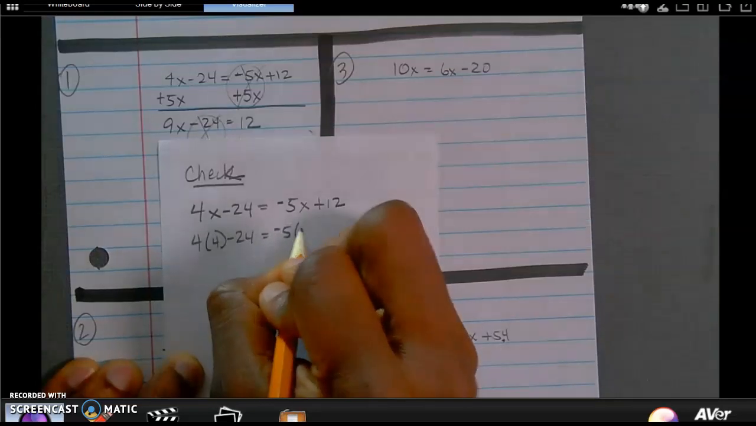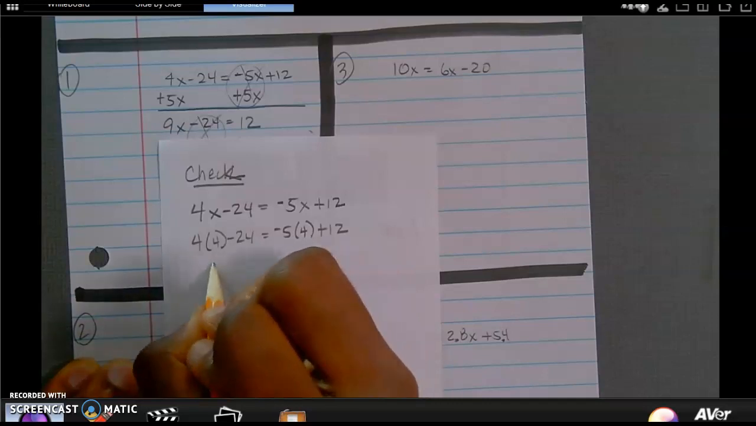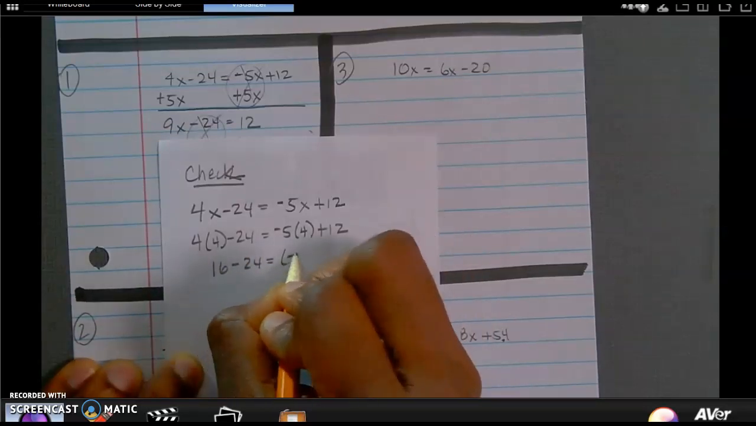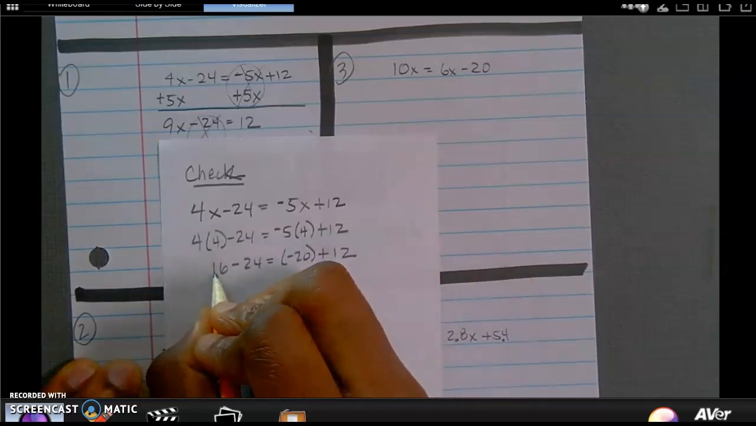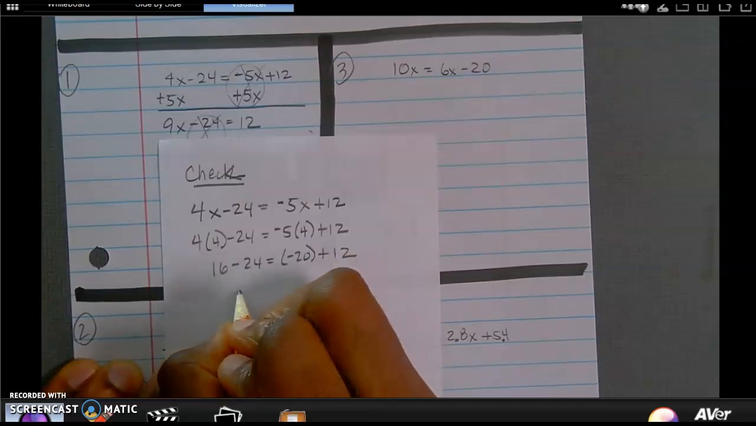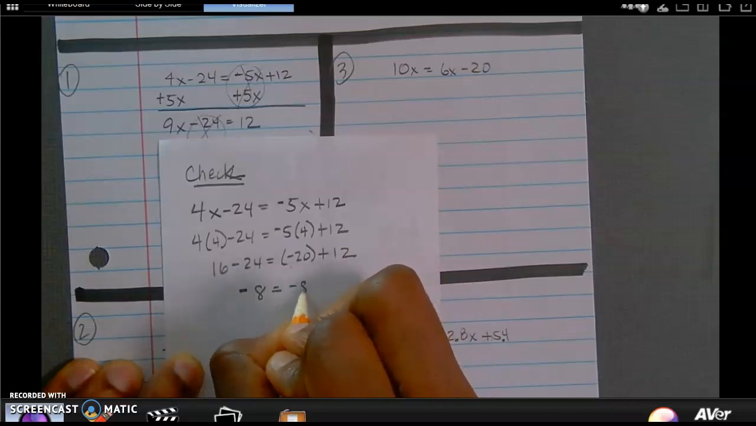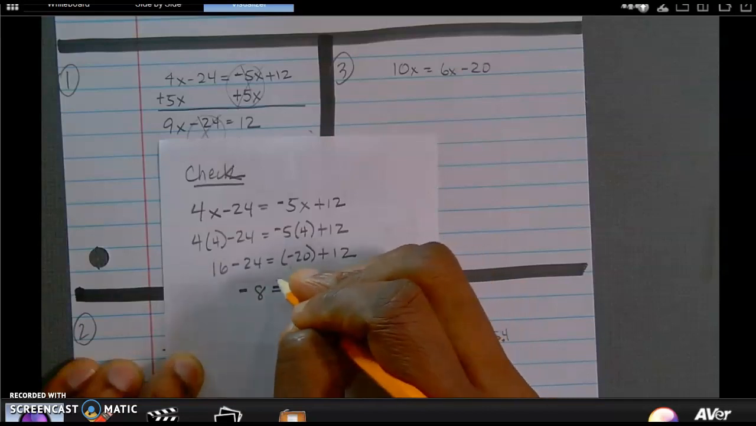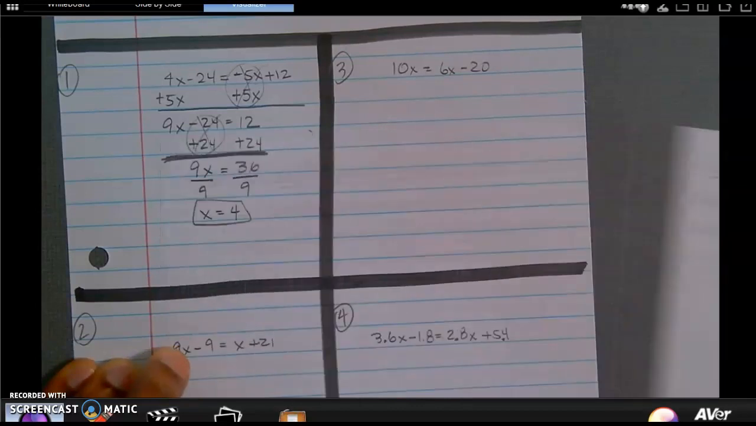So negative 5 came up with 4 plus 12. I'm simplifying down. 16 minus 24 is equal to negative 20 plus 12, okay? So positive 16 minus 24 is going to be a negative 8. Negative 20 plus 12 will give me a negative 8. Is this statement correct? Is negative 8 equal to negative 8? Absolutely it is. That's my check. That's how you do your check, okay?